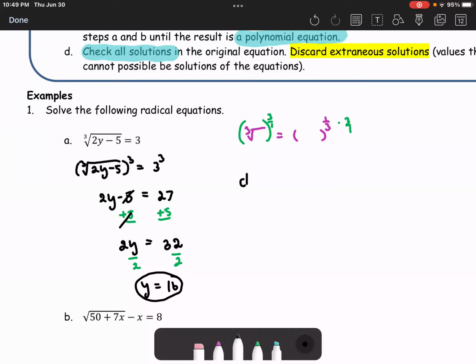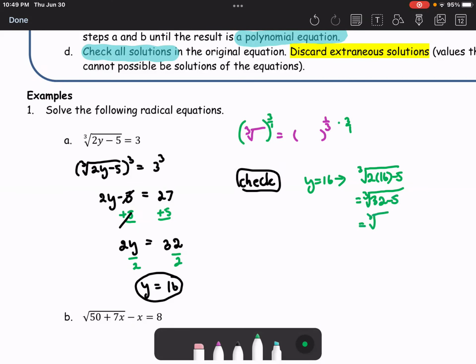And we're going to check the solution by substituting 16 into the original equation. For y equals 16, the left-hand side, the cube root of 2 times 16 minus 5, equals the cube root of 32 minus 5, or the cube root of 27, which turns out to be 3, which is true. So the answer is 16.